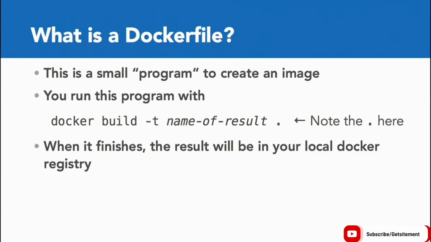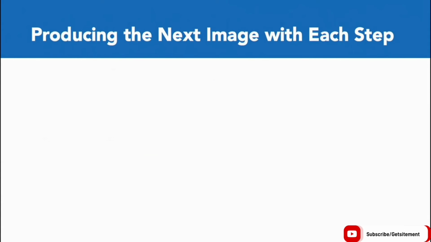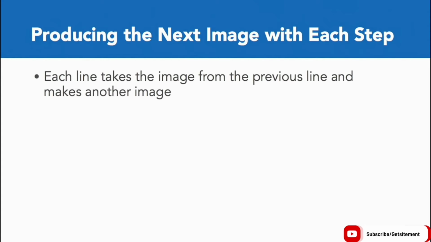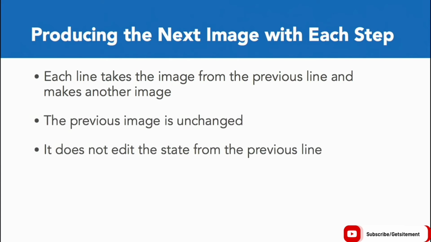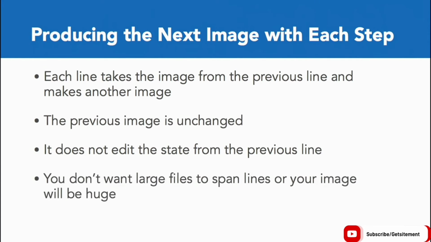So each step produces a new image. It's got a series of steps. Start with one image, make a container out of it, run something in it, make a new image. The previous image is unchanged. It just says start from that, make a new one with some changes in it. The state is not carried forward from line to line. If you start a program on a line, it's run only for the duration of that line.